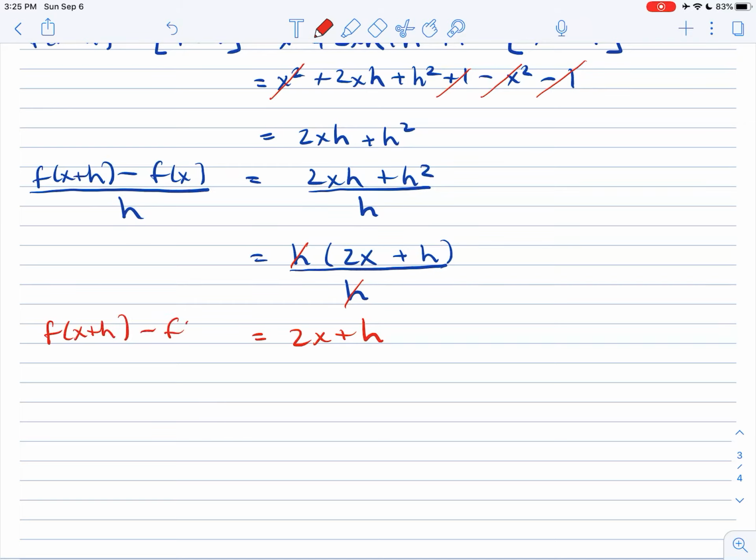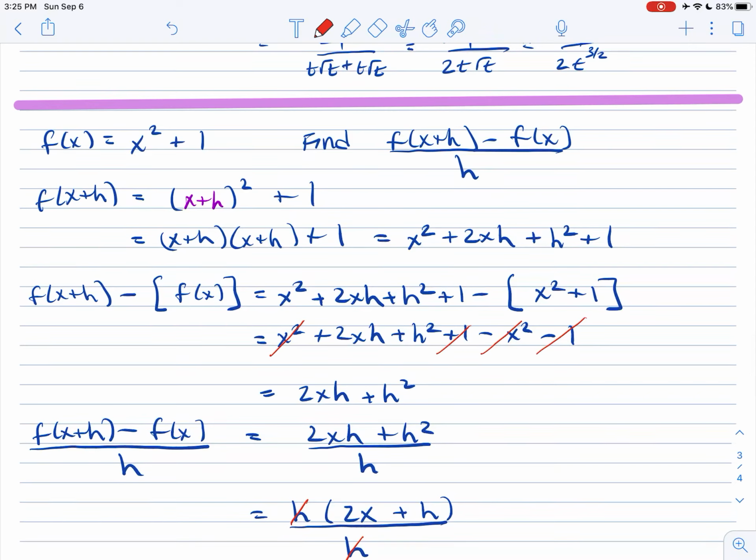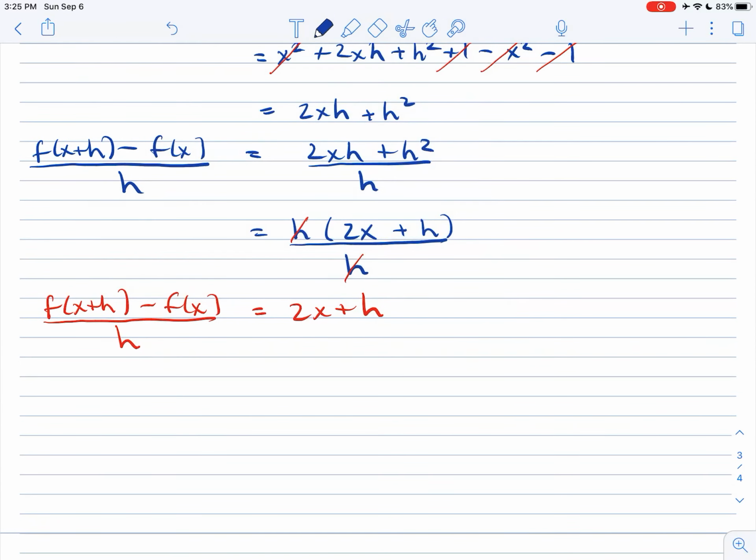And for those of you who remember how or know how to calculate the derivative of x squared plus 1, you will find out quickly that it is going to be 2x. And if I were to let h go to 0, then this is going to go to 2x plus 0, equal to 2x, and that will be our derivative. Okay, so that does it for simplifying the difference quotient for section 2.